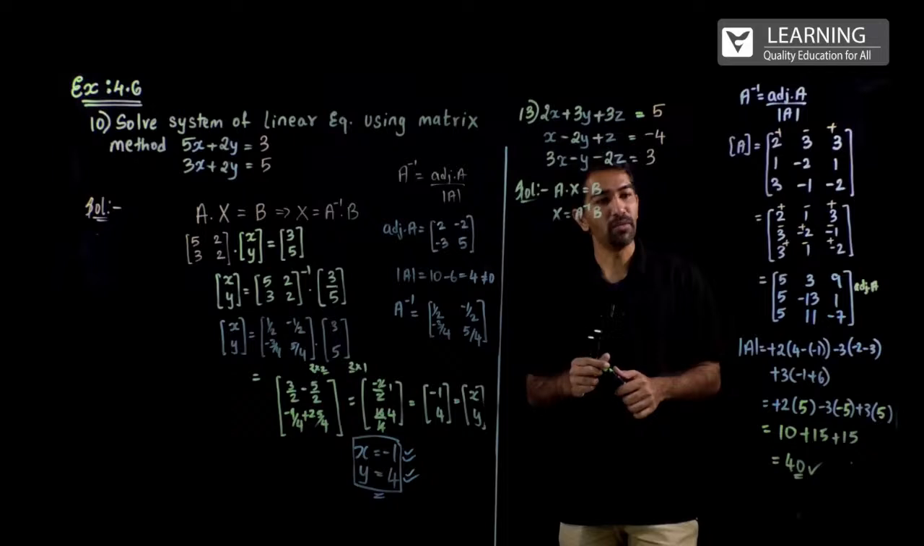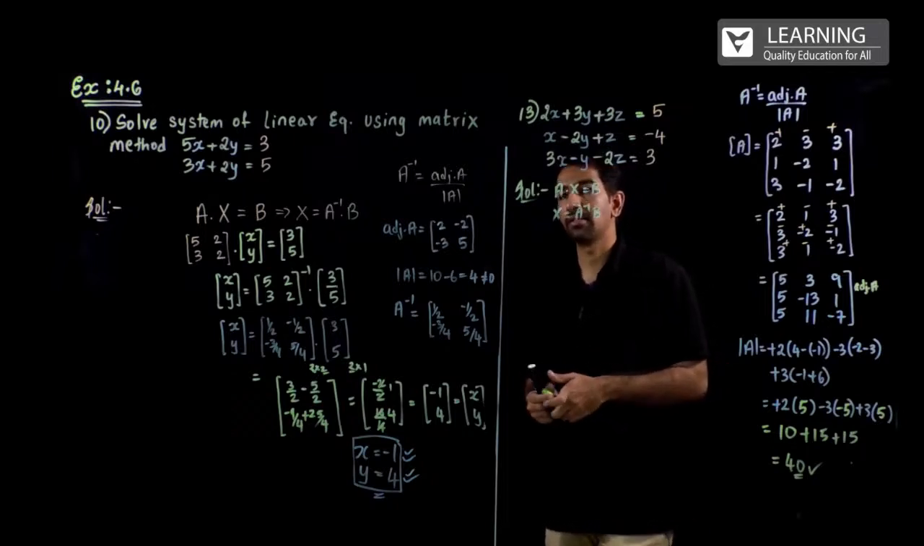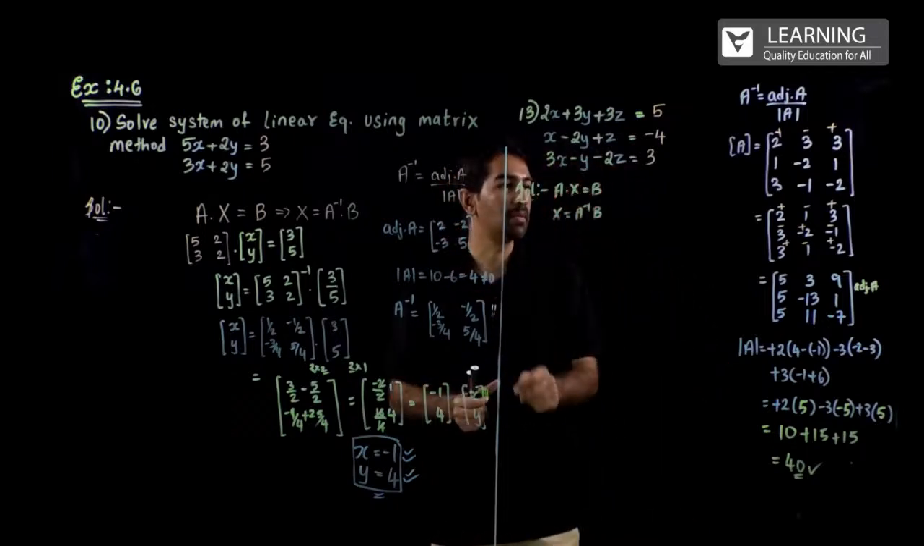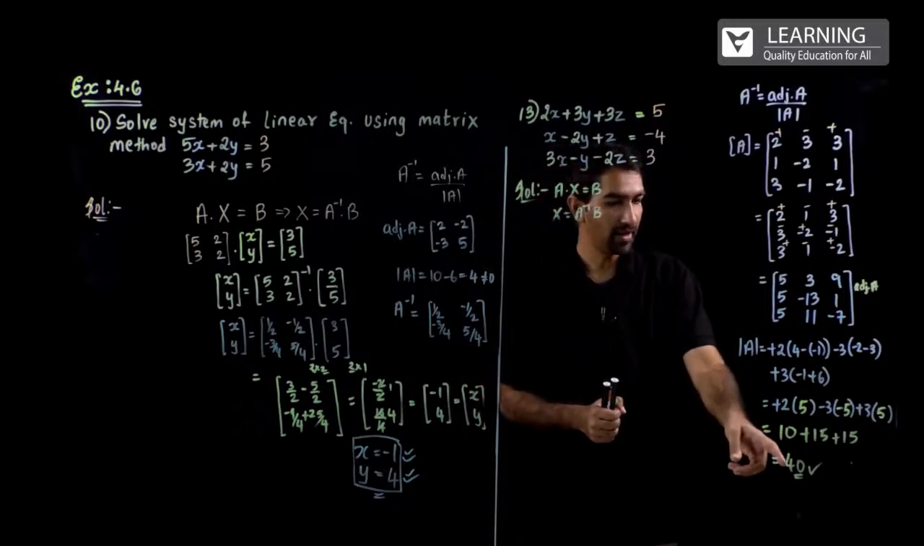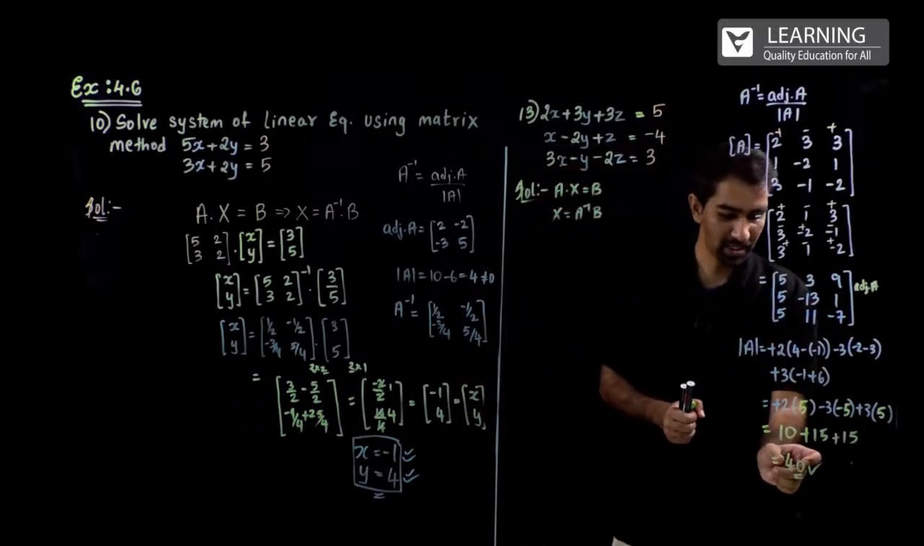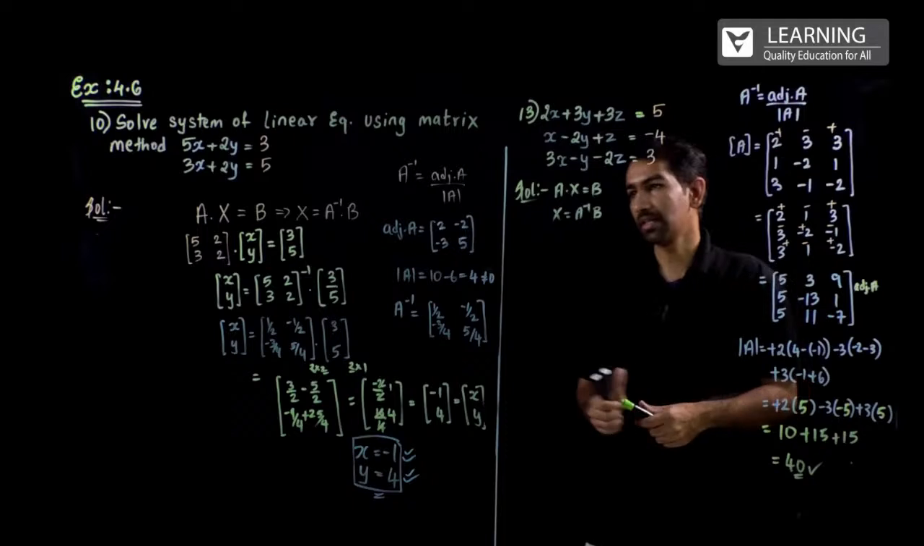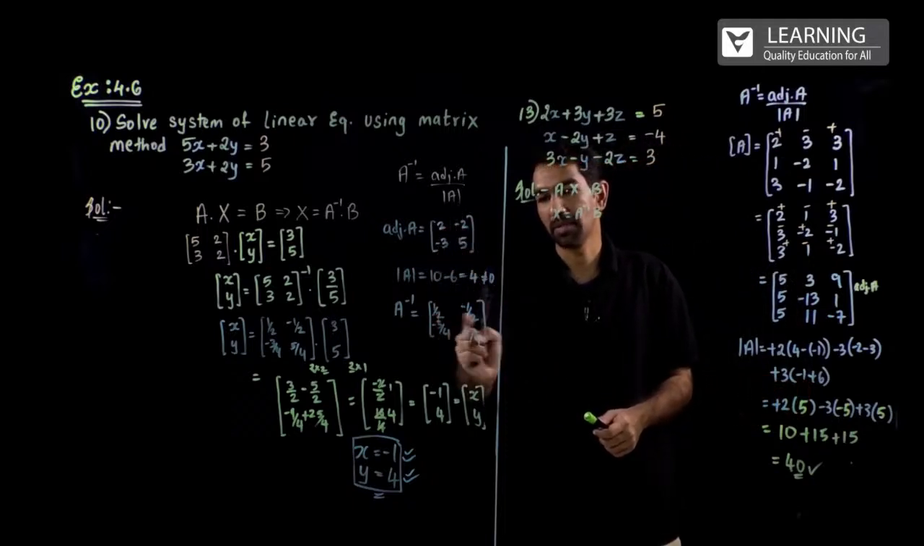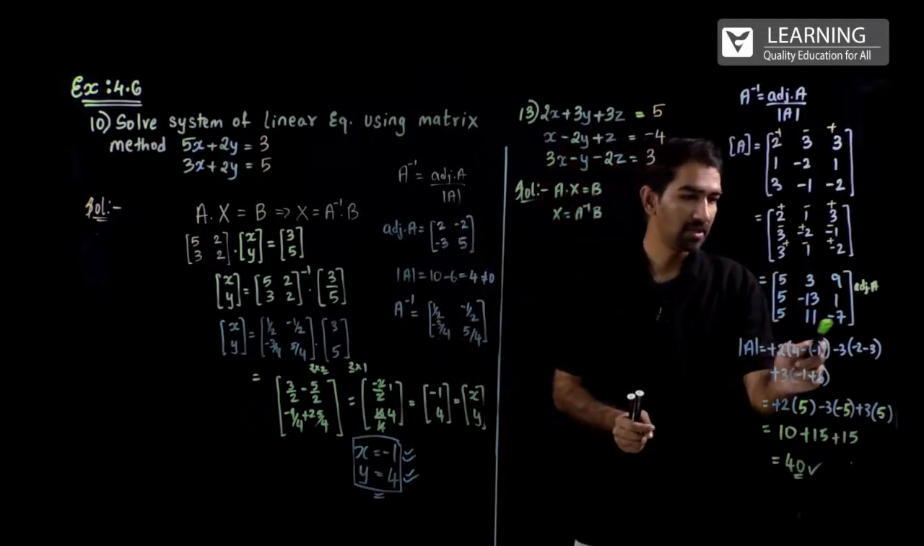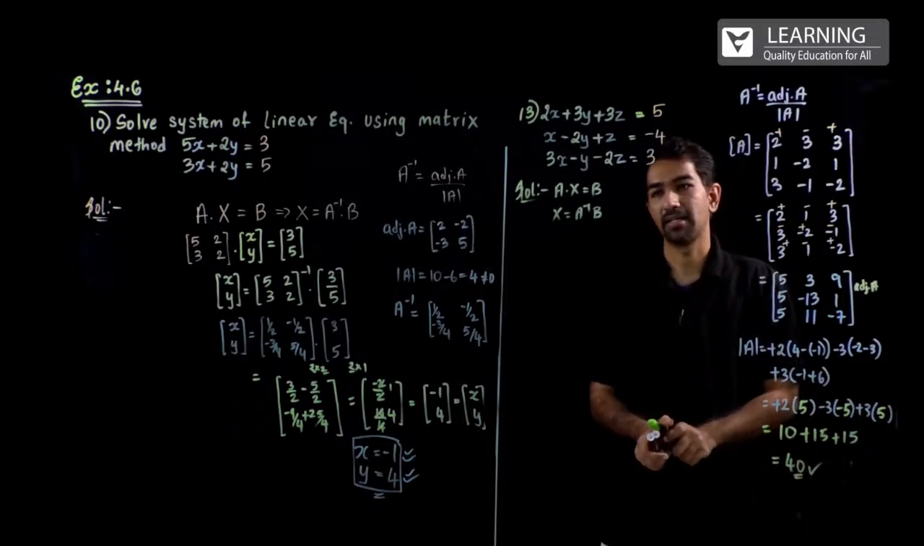So now we can find out inverse very easily, right? What is A inverse? Here you can see adjoint of A divided by determinant of A. We'll not divide 40 into each and every element, we'll just keep 40 outside. Here the two numbers were divisible, but not all the numbers are divisible, so we'll keep 40 outside as it is.